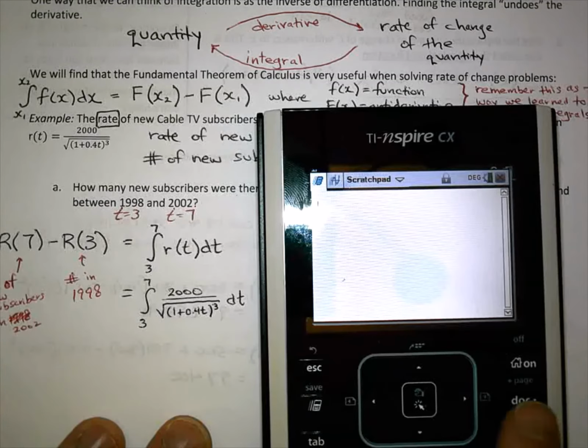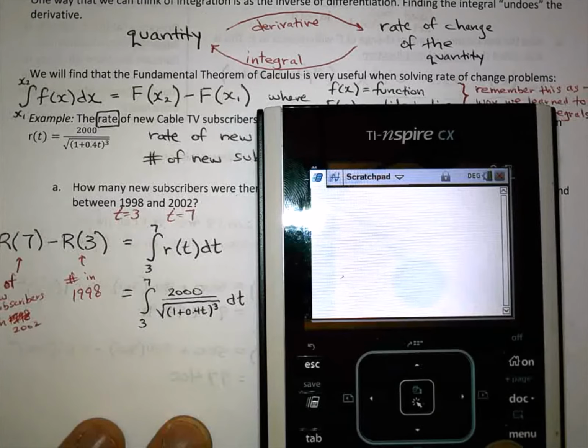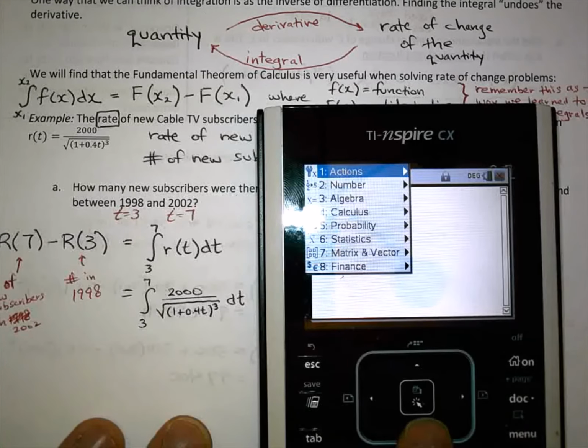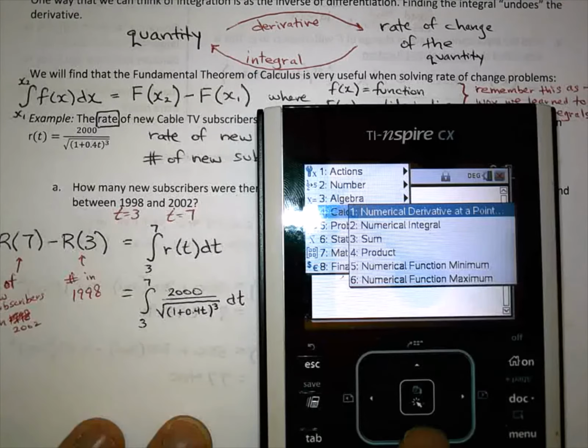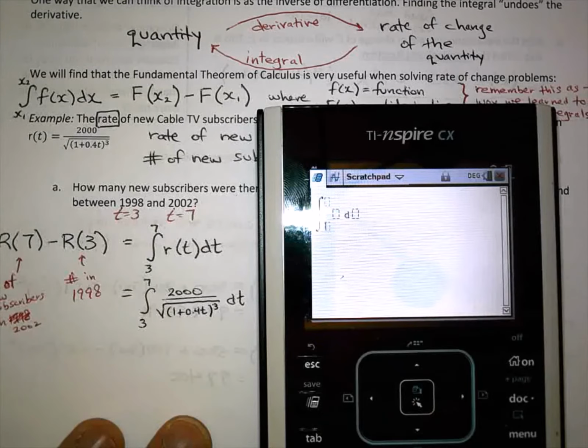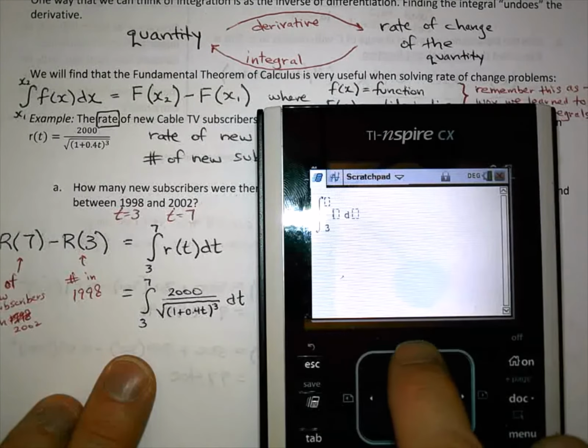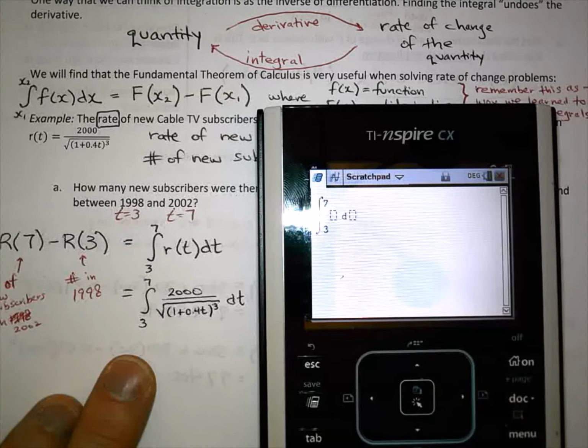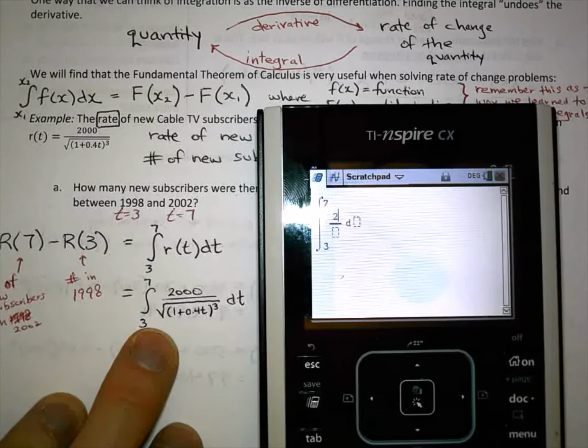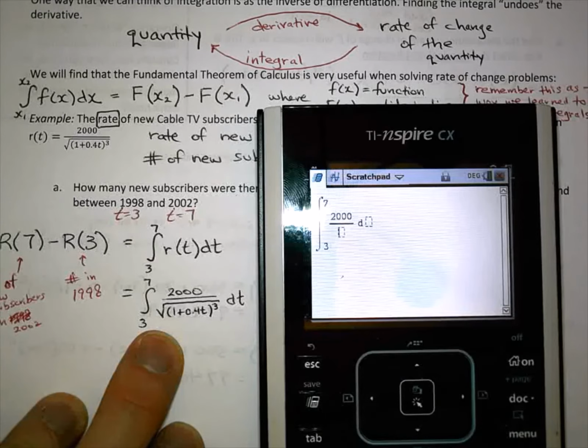Hopefully you remember how to do this. Every function is hidden under the menu button. So I'm going to press menu, go to calculus, go to numerical integral, and I can enter all this. 3 to 7. What do I press here? Control divide just to get a fraction. 2000, then the square root, which is right under the x squared. You can't see it, so I'm going to press that. And I get 1 plus 0.4 times, and I always use x's.